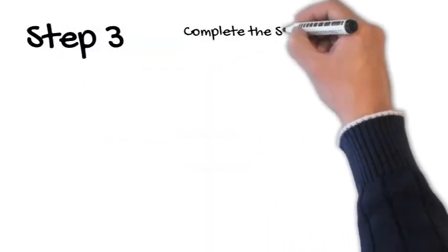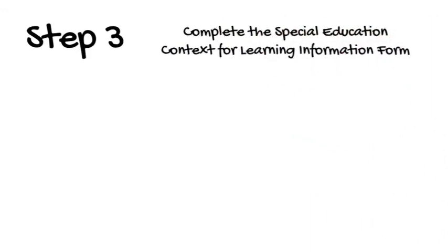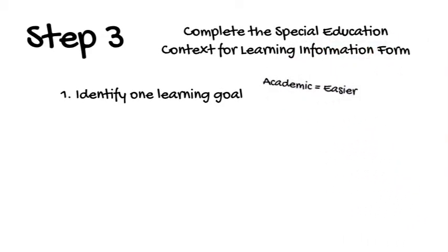Step 2. Obtain permission for video recording from family and school. Step 3. Complete the special education context for learning information form. This form asks you to 1. Identify one learning goal for the focused learner. This will be key to your focus for the learning. It does not have to be academic, but it must relate to an IEP goal. Note: an academic goal may be easier to address with the edTPA rubrics than a non-academic goal.